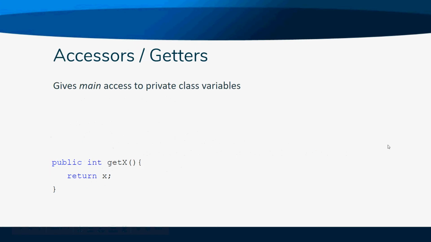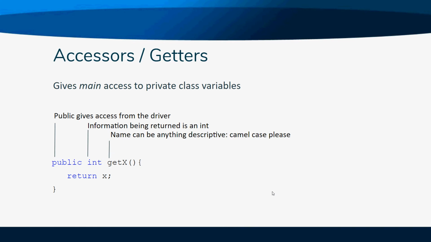Okay, now the same is true of an accessor or a getter. A getter method, once again, is public because we want access to it from main. The return type has to be whatever the data type of the variable is. Since x was an int, our return type has to be int. If our variable that we're returning is a double, then we have to use double as our return type. Now the name, once again, can be anything descriptive. Please use camel case. It's not necessary, but it makes it easier to read.